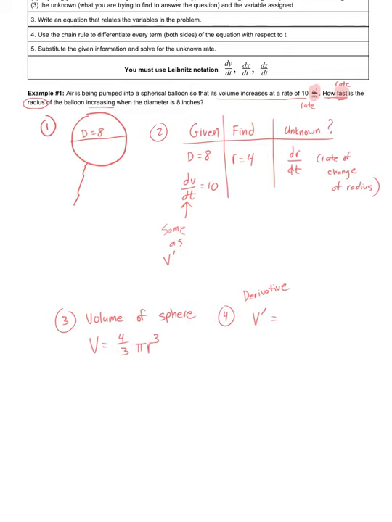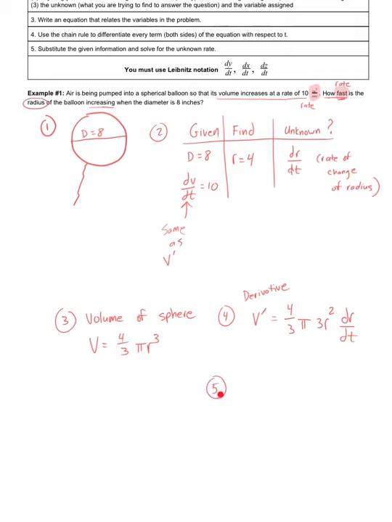Now moving right along, 4/3 pi is just a constant, so that comes along for the ride, 4/3 pi. And now we have to use the chain rule on r cubed. Just like implicit differentiation, it's 3r squared, and we use dr/dt instead of r prime. We're going to use Leibniz notation. So there's my derivative. The fifth step, now we just plug everything in.